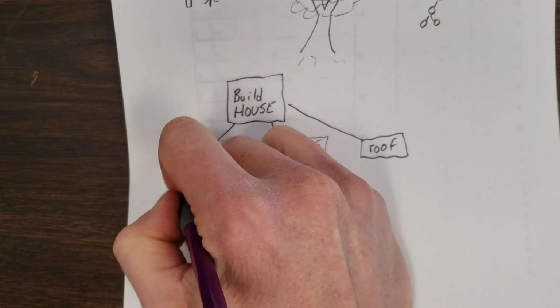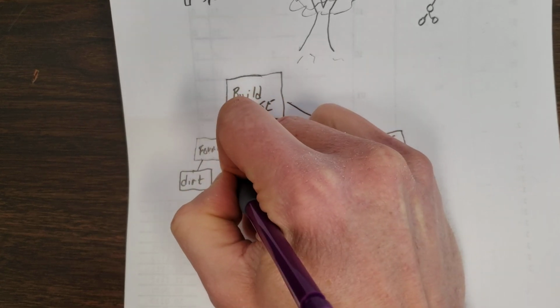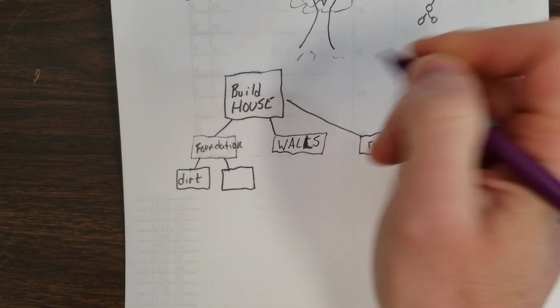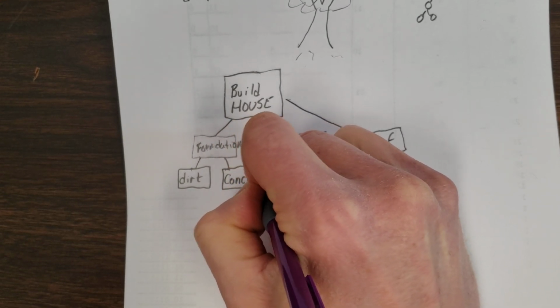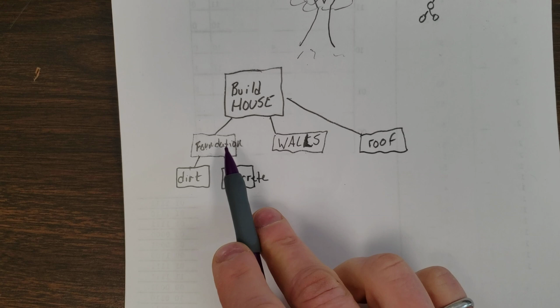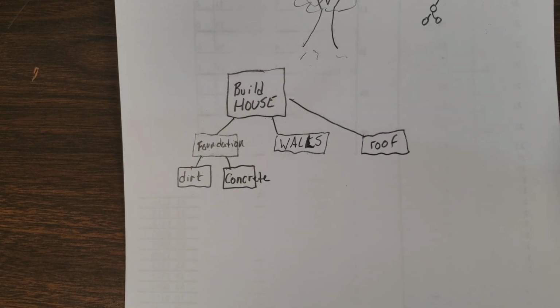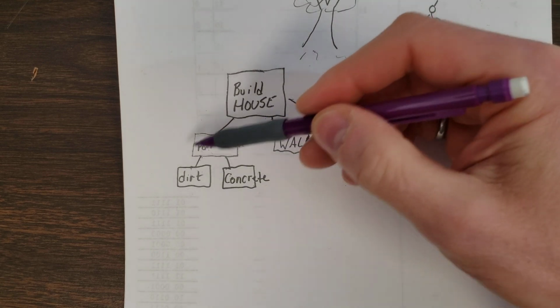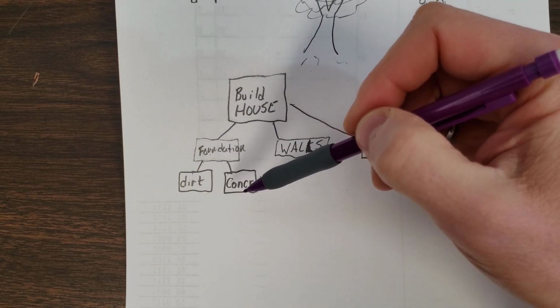So maybe you've got to have the excavators come in, and you've got to handle the dirt. And then you might need to pour concrete. So we've got the foundation, dirt and concrete. There'd be some other things in here, putting in rebar and so forth. But this is the idea that you have to do the foundation, and in order to get the foundation done, you have to do all of these subtasks.